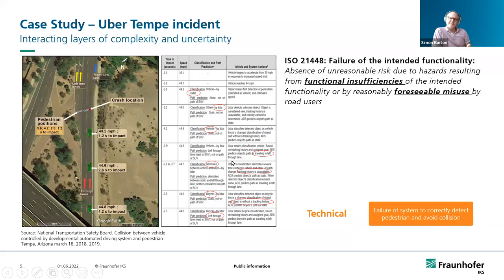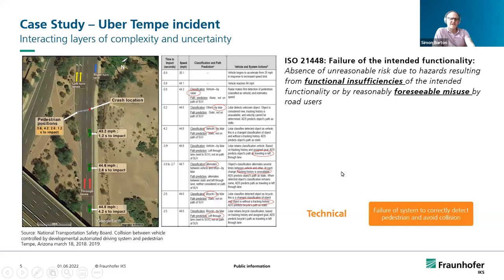So this type of failure is something that we call failure of the intended functionality. It wasn't actually directly caused by a very specific software bug or a broken piece of hardware, but more by some insufficiencies in the designs of the algorithms and the types of sensor sets that were being used as well.